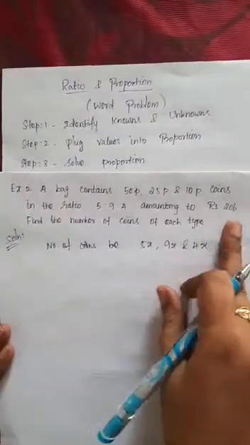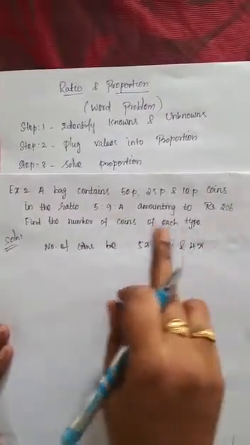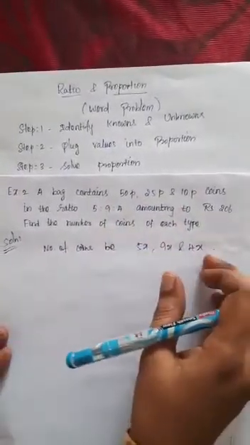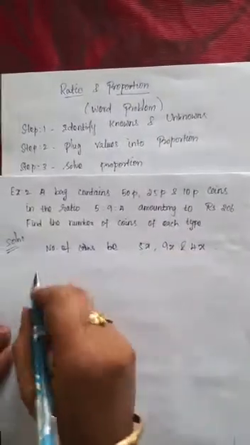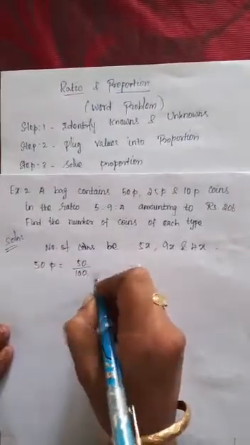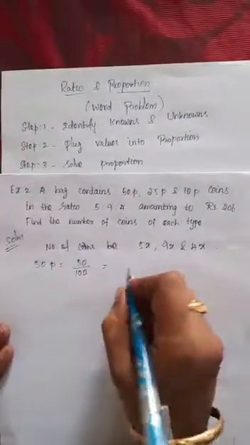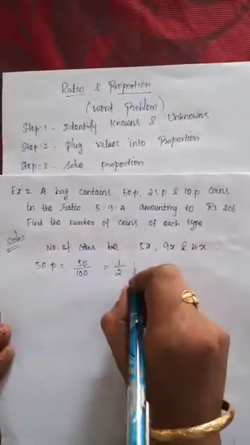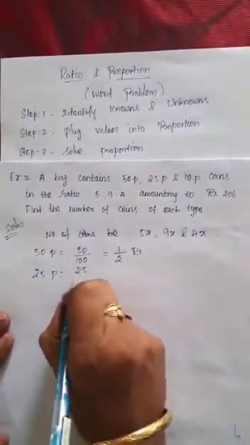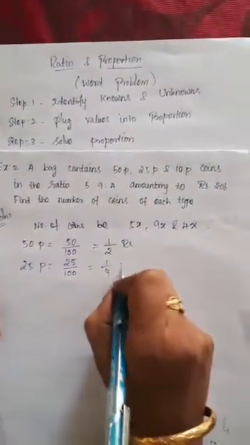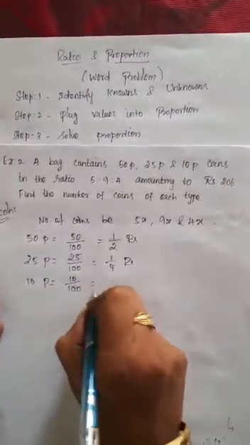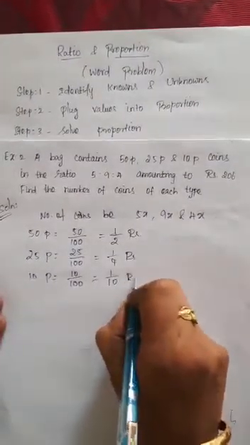The total amount is given in rupees. So first we convert the paise into rupees. 1 rupee contains 100 paise. So we have to divide each coin value by 100. So 50 paise is equal to 50 by 100 rupees, which is equal to 1 by 2. 50 paise is equal to half rupee. And 25 paise is equal to 25 by 100, that is 1 by 4 rupees. And 10 paise is equal to 10 by 100, that is 1 by 10 rupees.